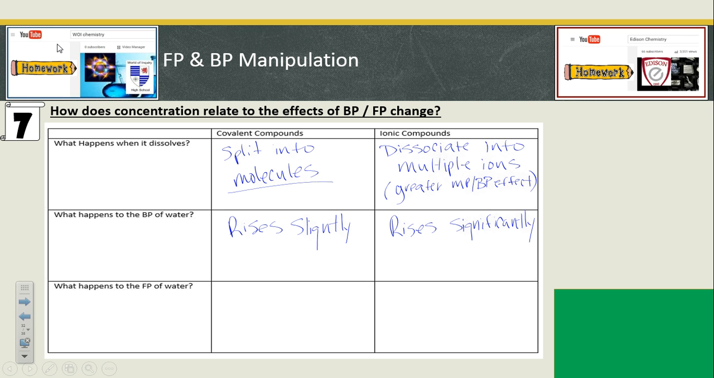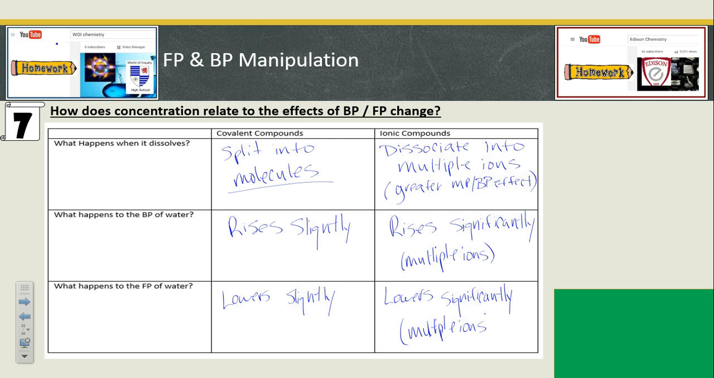Okay? The freezing point, remember, the boiling point rises and at the same time the freezing point drops. So the freezing point when you add a covalent molecule to water, it lowers slightly. But an ionic compound, when you add it to water, the freezing point lowers significantly. Again, because of multiple ions at play.